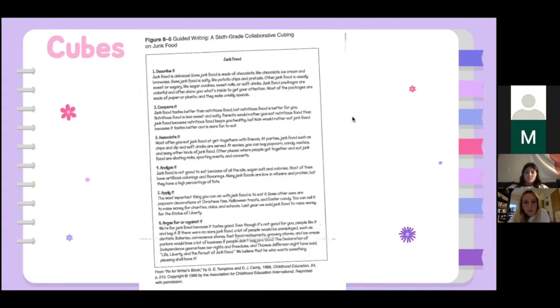This is a cube, which is a way to organize information that can actually be a real cube, and it has 6 sides in this case. And it says to describe the information, to compare it, to associate it, to analyze it, apply it, and argue for or against it.